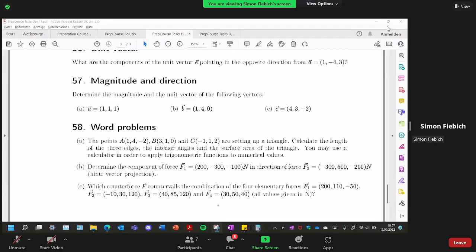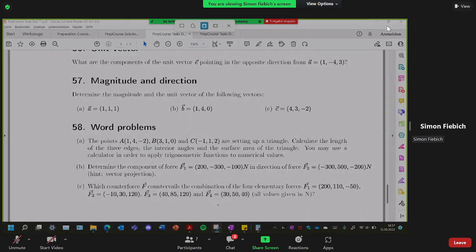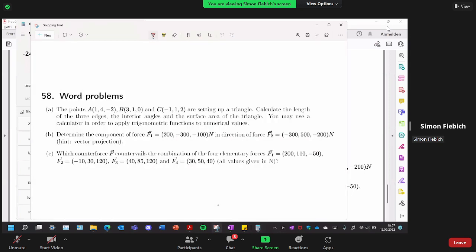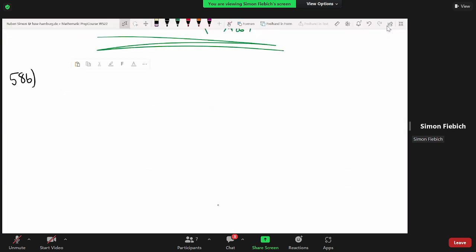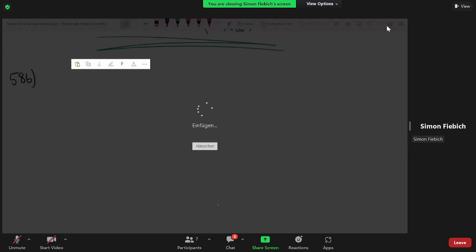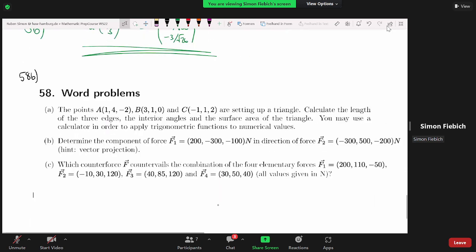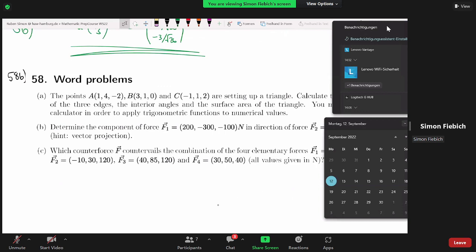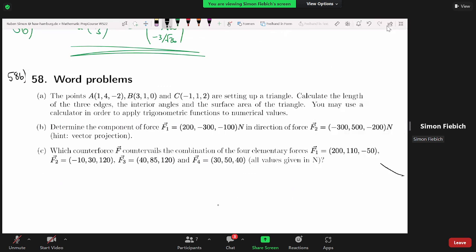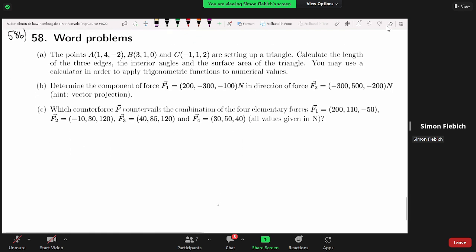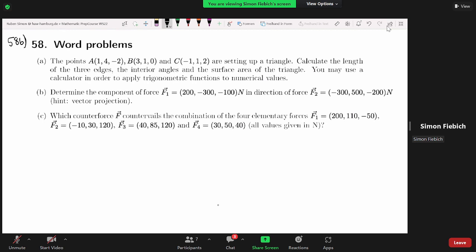Okay, the whole thing. Wow, that was big. Okay, then let's keep it like this. Task 58b: determine the component of this force in direction of another force. So what would be the first thing you would do about this task?